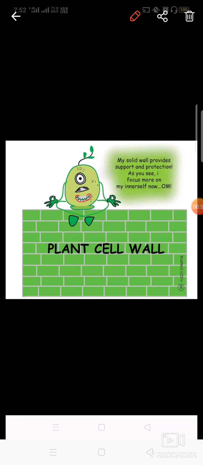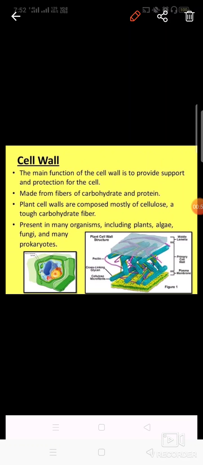Now let's discuss the structure and the functions of the cell wall. Basically, the main function of the cell wall is to provide shape, and it gives extra protection to the cells. The cell wall is made up of carbohydrates and proteins. Even the cell membrane is made up of proteins and lipids, but the cell wall is made up of proteins and carbohydrates.